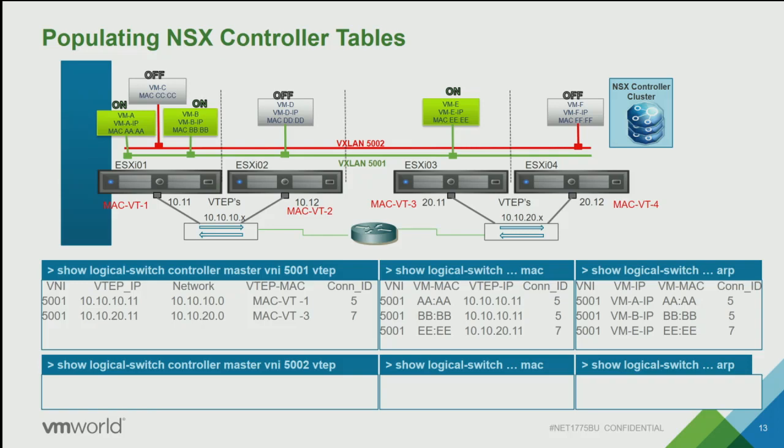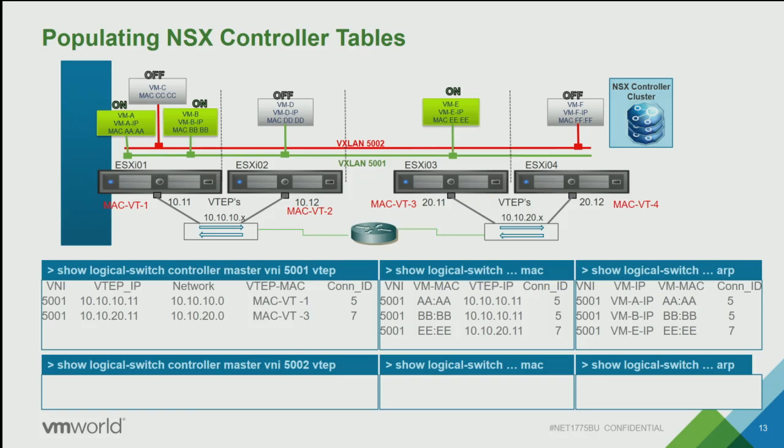It's on 5001. We would see the VTEP IP for host 3, 10.10.20.11. See the subnet it's on, 10.10.20 subnet. We would see its MAC address, MAC-VT3. And then I just randomly picked a connection ID of 7. I threw a dart at the dartboard. Oh, 7, boom, all right?